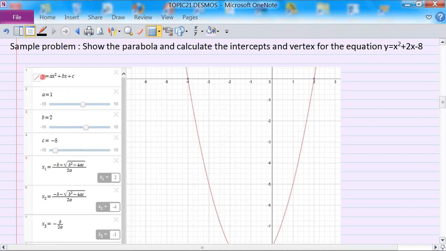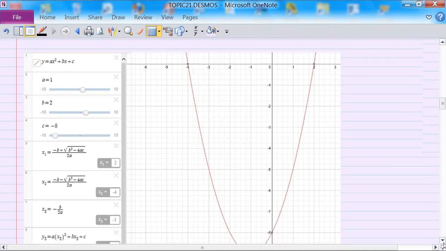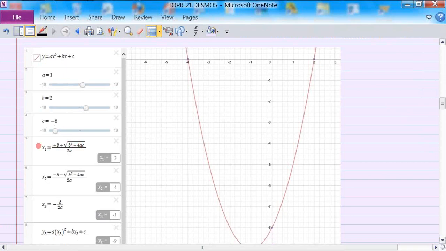If I put this generic equation into ax squared plus bx plus c, I put a equal to 1 because the coefficient here is 1. I put b equal to 2 and c equal to minus 8. The combination of entries into boxes 1, 2, 3, and 4 will give me this graph, the parabola. Move it down a little bit here. Okay, but what I want to do is do the actual calculations and confirm what I see obtained from boxes 1, 2, 3, and 4.